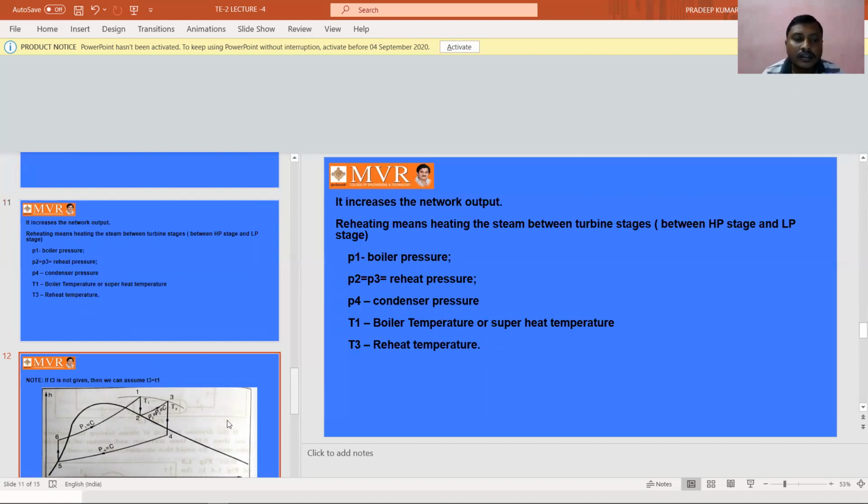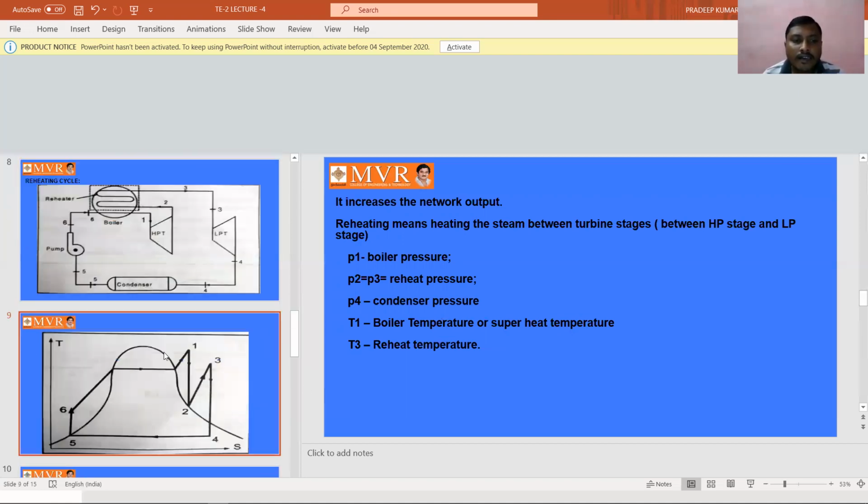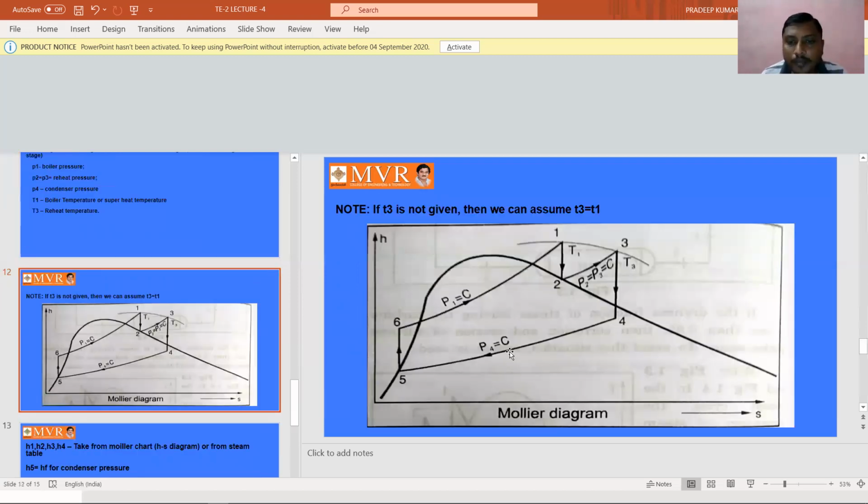See here, in the Mollier diagram, we can observe the reheat cycle. If T3 is not given, then we can assume T3 is equal to T1. We can assume that T3 is equal to T1 as both are at superheated stages.